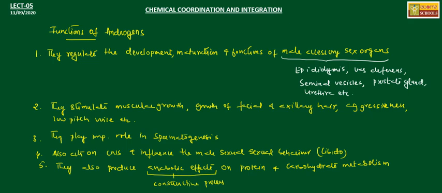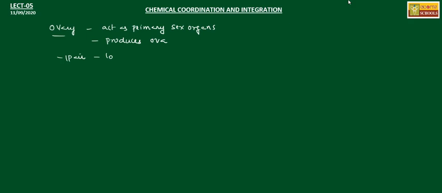Next we'll see about the ovary. So the next one is ovary. So ovary also has the same functions as testes. They act as primary sex organs, and also they produce ova. Here there is one pair of ovaries, located in the lower abdominal region.